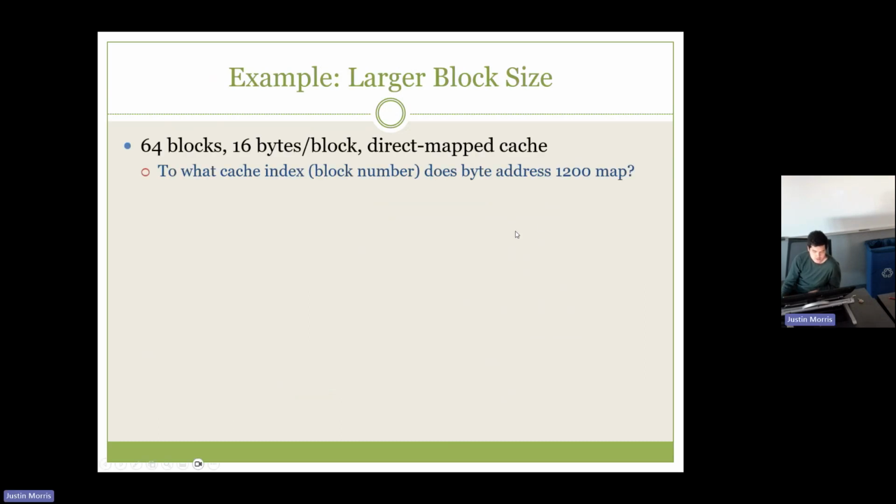All right, here is another example. Our cache is just 64 blocks. It's got 16 bytes to a block, and it's direct mapped. To what cache index or block number does the byte address 1200 map to? So work on this one on your own first.